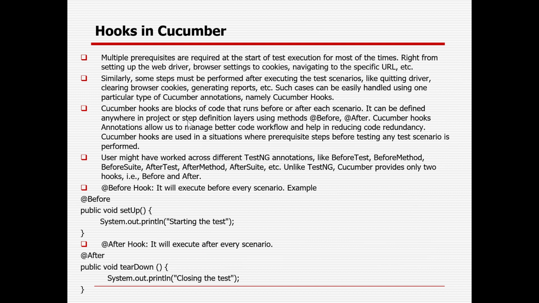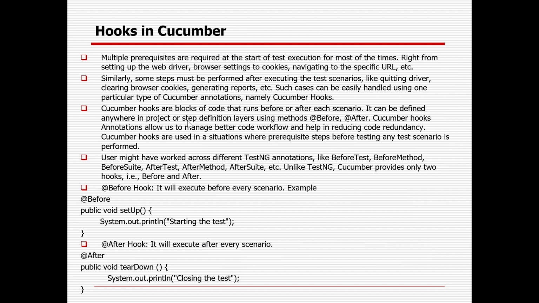So cucumber hooks are nothing but blocks of code that run before and after every scenario, based on the filter criteria definitely. They can be defined anywhere in the project or step definition layer using the methods called before or after. These are the only two annotations available in cucumber, before and after. In testing you have already seen before suite, after suite, before test, after test, before class, after class, but here only before and after are available. So cucumber hooks annotation allows users to manage code workflow better and helps in reducing code redundancy.